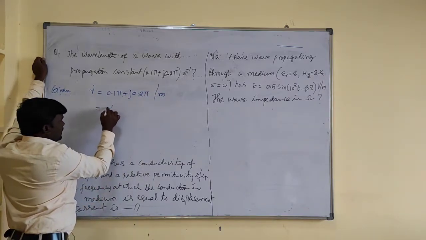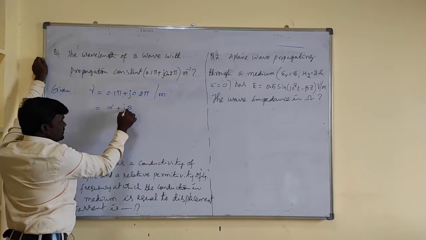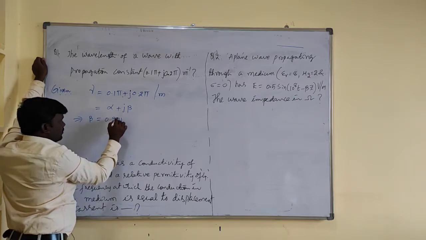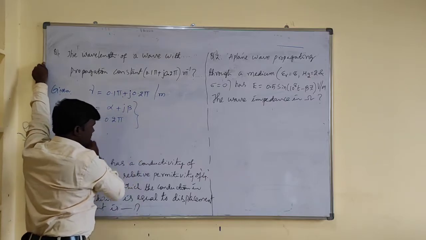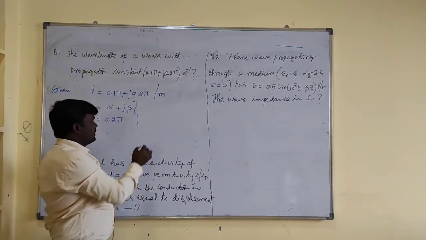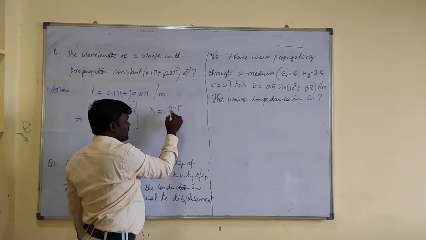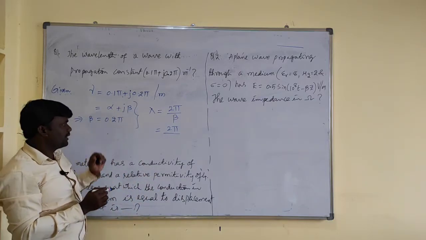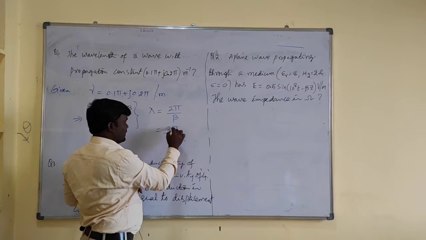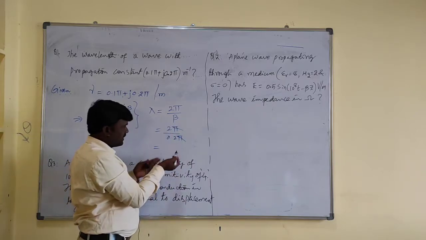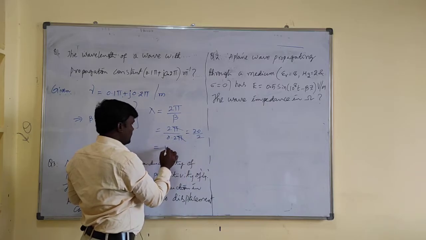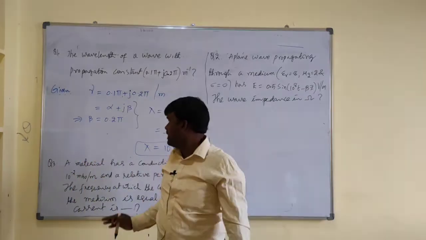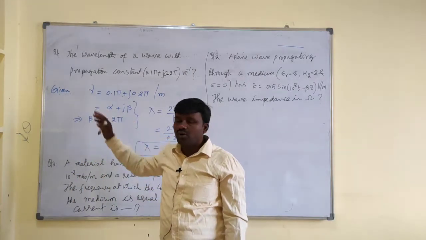So, it is in the form of alpha plus j beta. Therefore, beta equals 0.2π. From this we can determine the wavelength of the wave, lambda equal to 2π by beta. 2π, and we find this beta as 0.2π. So now this π gets cancelled out. 2 by 0.2 is nothing but 20 by 2. Finally, we got this as 10. So lambda equals 10 meters.